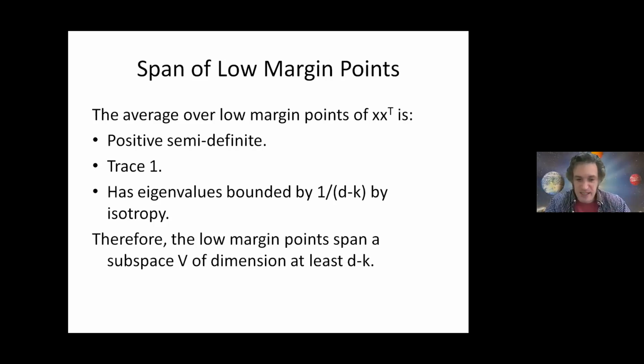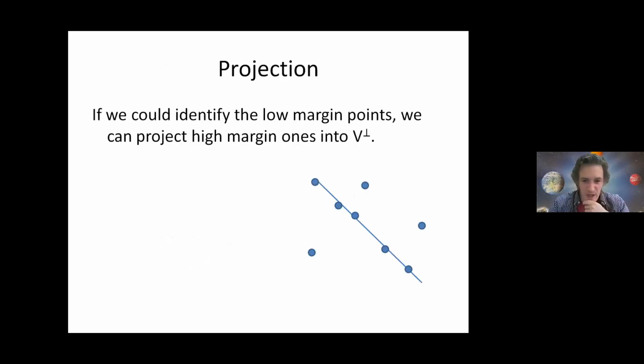And what this means for us in particular is that you actually need to have a lot of large eigenvalues. The span of these low margin points must be some subspace V of dimension at least d minus k. And what's the point of this? Well, if we knew what this subspace V of low margin points were, we would know that there's this high dimensional subspace V that is almost orthogonal to this unknown hyperplane, or this unknown vector H.